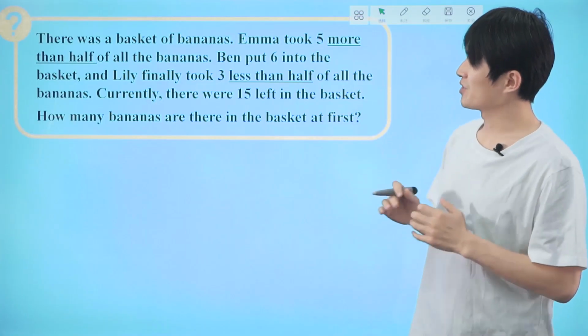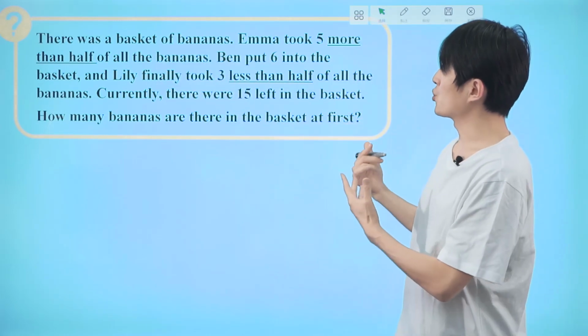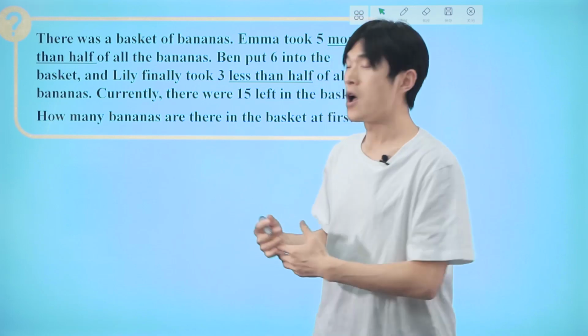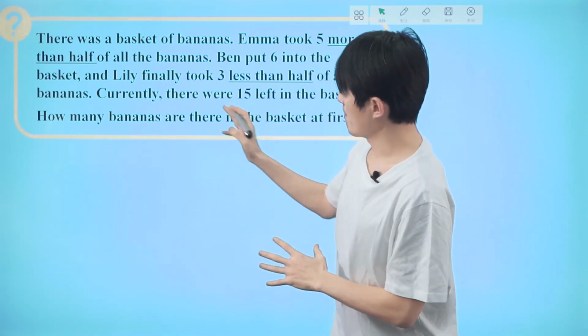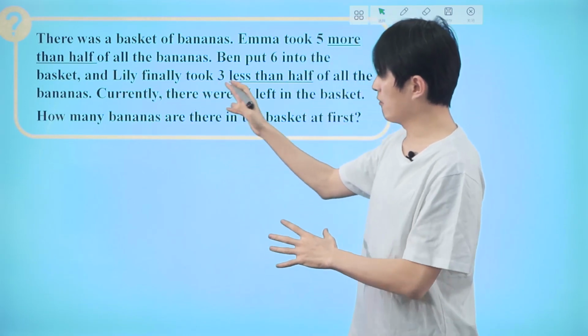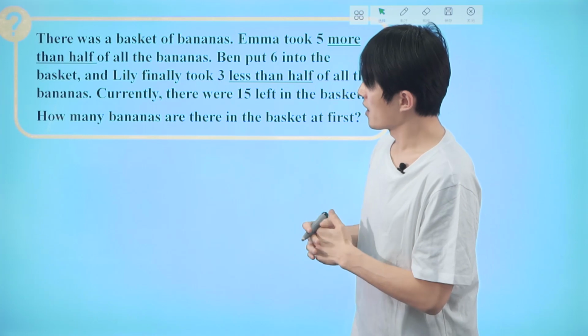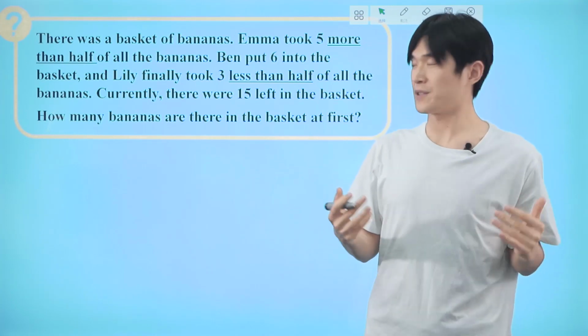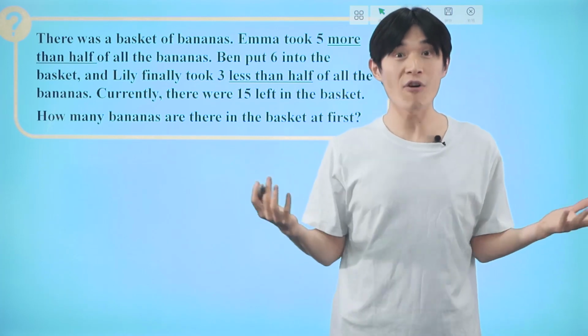Here we go. So there was a basket of bananas. Emma took 5 more than half of all the bananas. And Ben put 6 into the basket. And Lily finally took 3 less than half of all the bananas. Currently, there were 15 left in the basket. How many bananas are there in the basket at first?